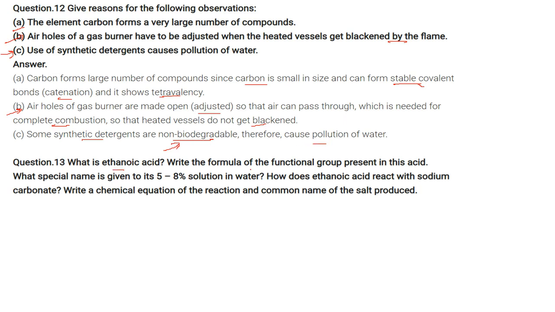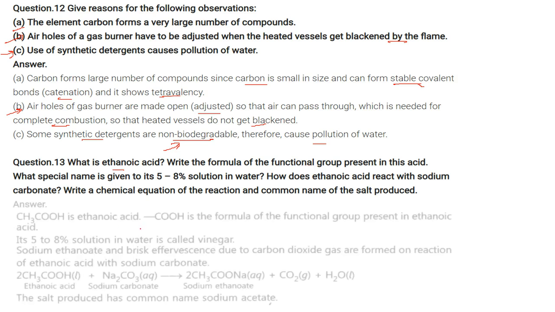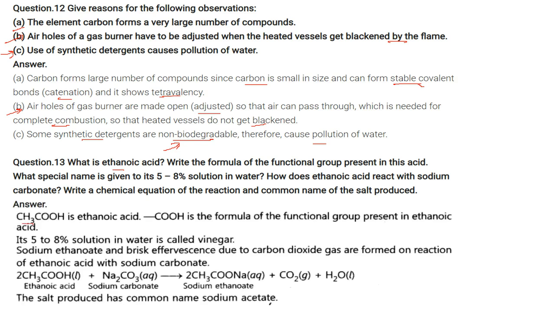What is ethanoic acid? Write the formula of the functional group present in this acid. So ethanoic acid is CH3COOH. This is the ethanoic acid. COOH is the formula of the functional group present in ethanoic acid. What special name is given to its 5 to 8% solution in water? How does ethanoic acid react with sodium carbonate? Write a chemical equation of the reaction and the common name of the salt produced.